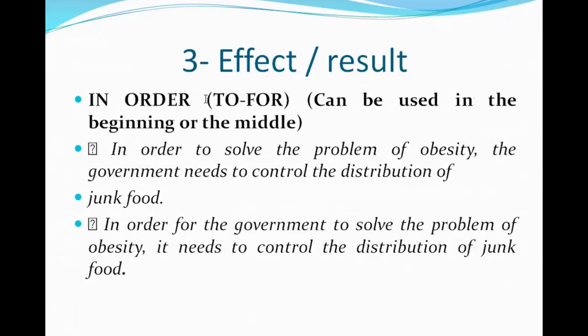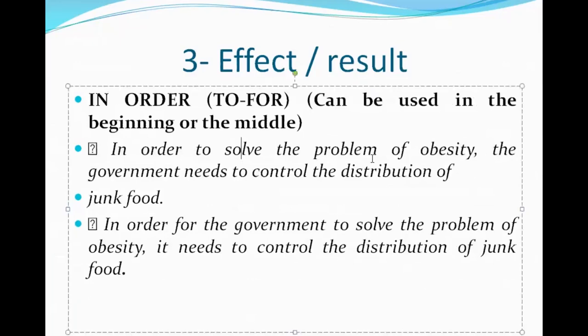Okay, "in order to" or "in order for" can be used in the beginning or in the middle. Look at this example: In order to solve the problem of obesity, the government needs to control the distribution of junk food. You can also use "in order for": In order for the government to solve the problem of obesity, it needs to control the distribution of junk food. So after "in order for," you need to use the subject. But after "in order to," you just start with the verb.